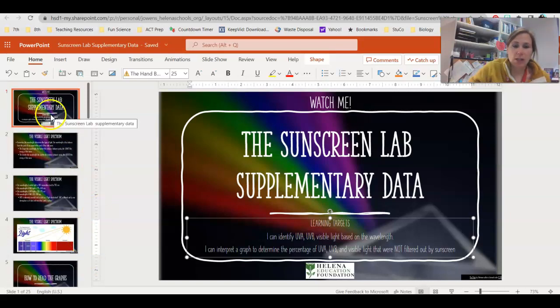Okay, so your learning targets: I can identify UVA, UVB, and visible light based on the wavelength, and I can interpret a graph to determine the percentage of UVA, UVB, and visible light that were not filtered out by the sunscreen. So that's what the graphs show us: what percentage of light is not filtered out when we use sunscreen.